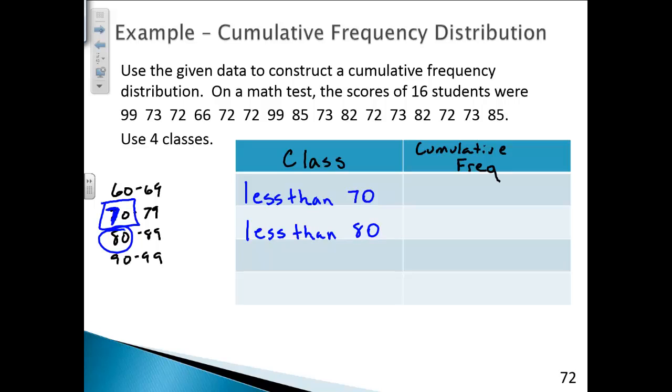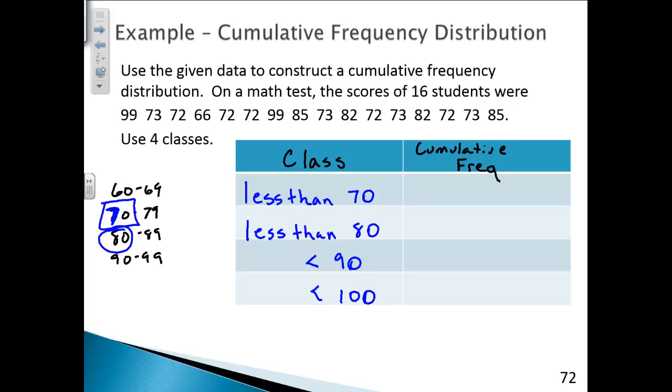Now, you may not want to write out less than every time. If you don't want to do that, that's fine. You can use the symbol less than 90 and less than. Following the pattern, the next one would be 100. Not less than 99, less than 100. Make sure if you're going to use the symbol that you have your inequality sign pointing in the right direction.